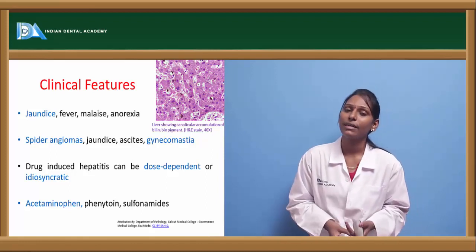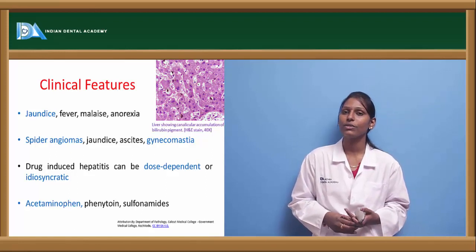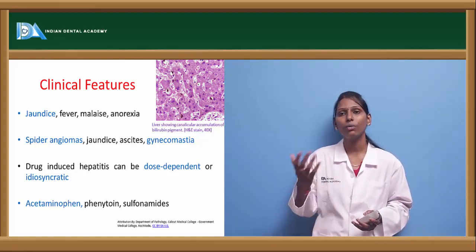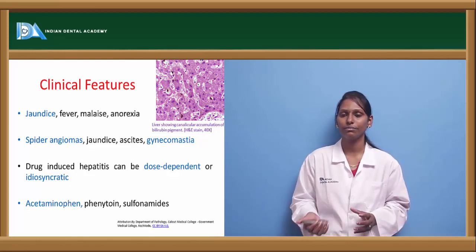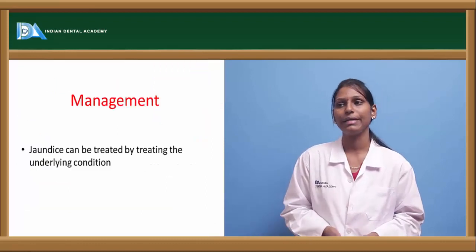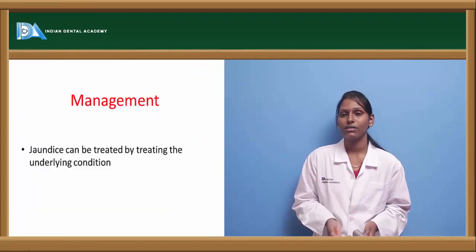The most common drug that is damaging to the liver is acetaminophen, that is the normal paracetamol. On taking overdoses, it can cause damage to the liver. Other drugs include phenytoin and sulfonamides. So how can we manage this jaundice?